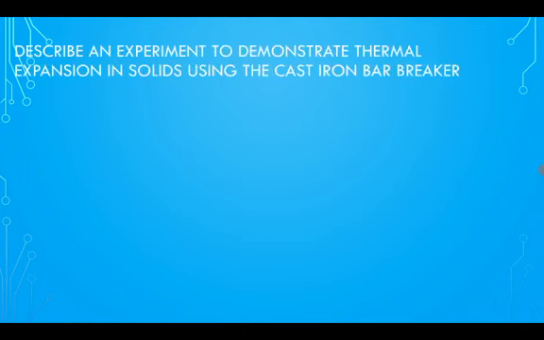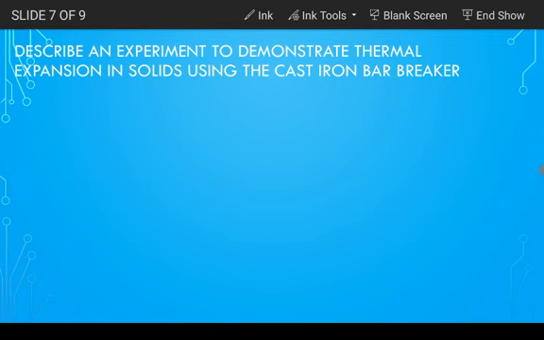So let us look at an experiment that could be carried out to demonstrate thermal expansion in solids using a special instrument known as the cast iron bar breaker. All right. So you can have a question like this one in paper 2 of your MSCE physics, where the question simply says: describe an experiment to demonstrate thermal expansion in solids using a cast iron bar breaker. So here we have specified what you need to use.